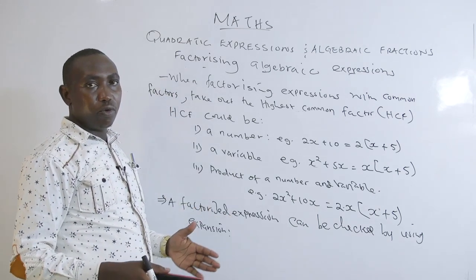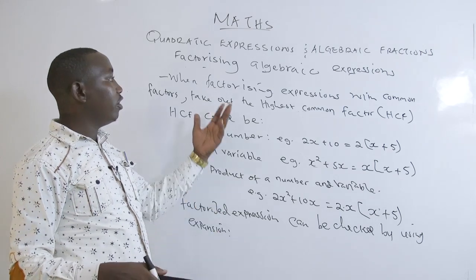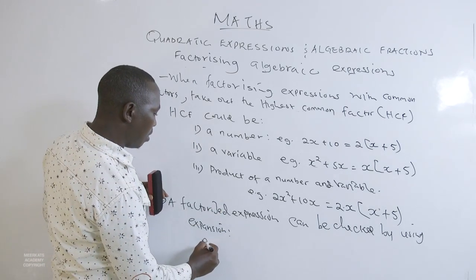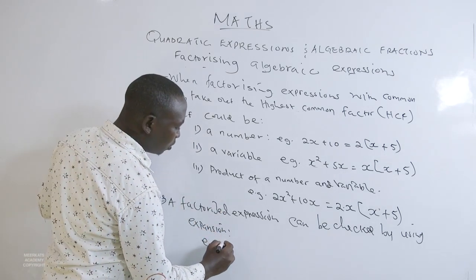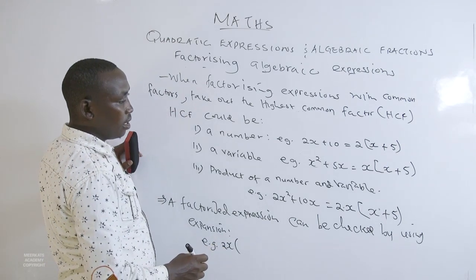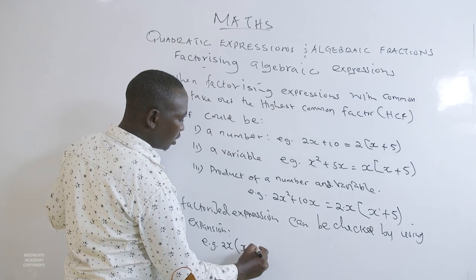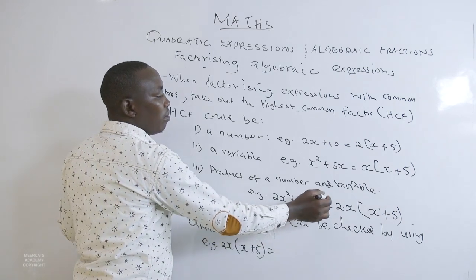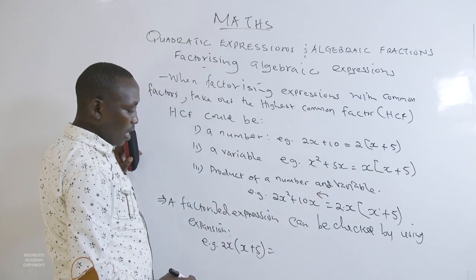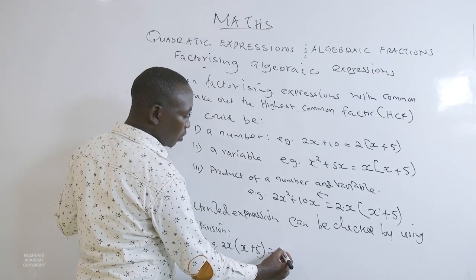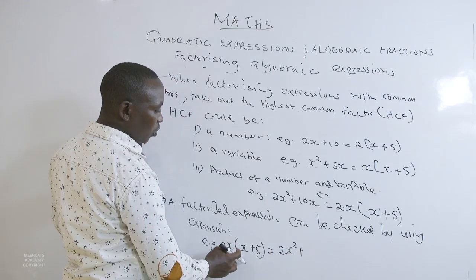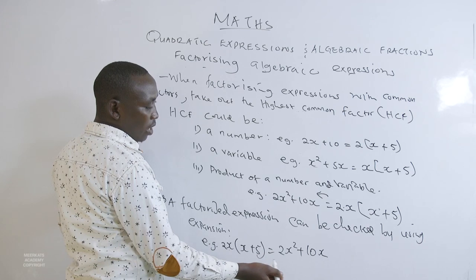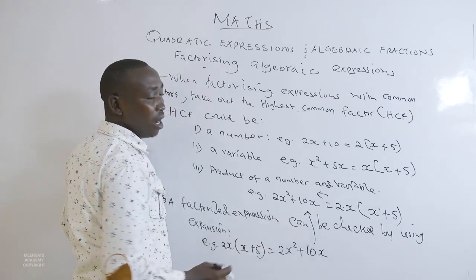So after you are through with factorizing, you can expand and see if you'll still be able to get back the original expression. Example given, if we had 2x into x plus 5, at this stage, if you expand this, can you be able to go back to what you originally had? So let's see. This will be 2x multiplied by x, which will be 2x squared, plus 2x multiplied by 5, which will be 10x. So indeed it is true that when you reverse, you still get back the original expression.